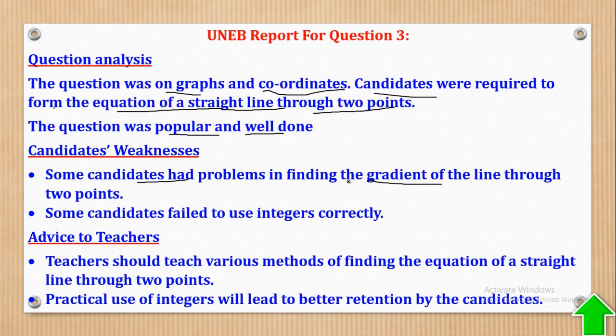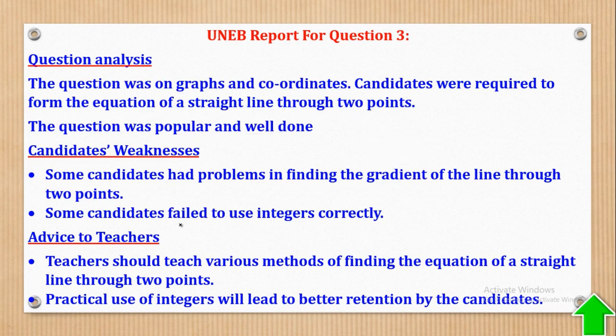So for the gradient, you must remember that it has to be change in y over change in x, and you must be consistent. By consistent, I mean if you say y2 minus y1, even the denominator must be x2 minus x1. For example, some students begin with y2 minus y1, and in the denominator they begin with x2 minus x1. Because you have interchanged, that will be wrong. So you have to be consistent, and the numerator has to be change in y, and the denominator has to be change in x.